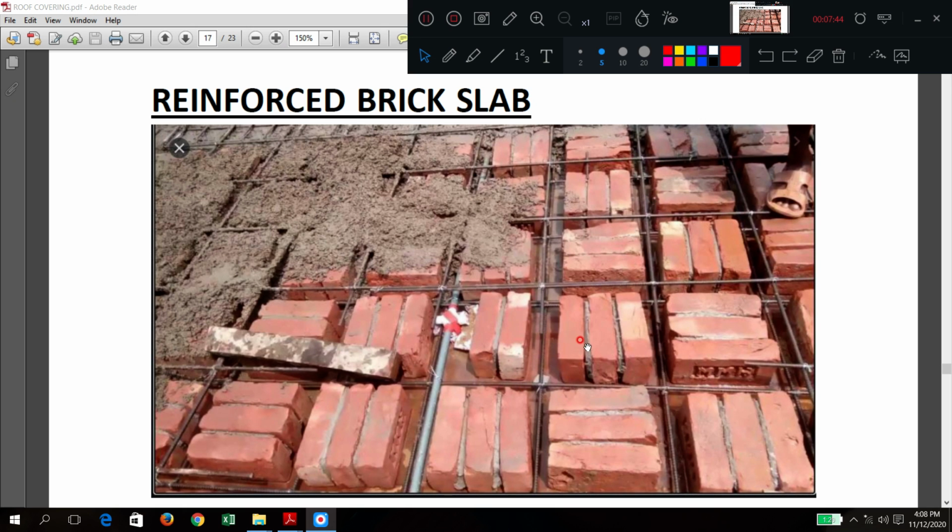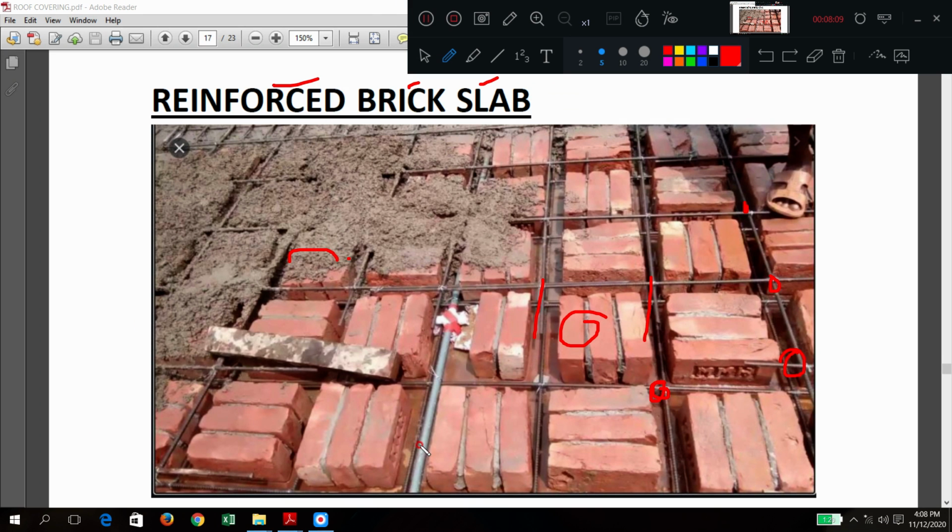Okay, but it is not so strong. Still it can be used to have less cost. So this is called a reinforced brick slab. Here bricks are also there, and reinforcement in the form of steel is also there. Everywhere it is bound using binding wire. It is bound, and later on concrete is going to be put.